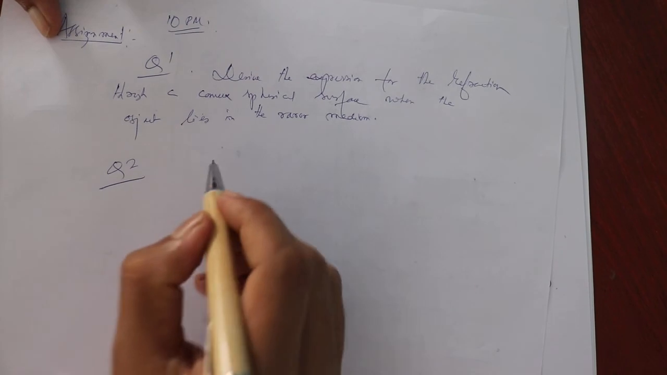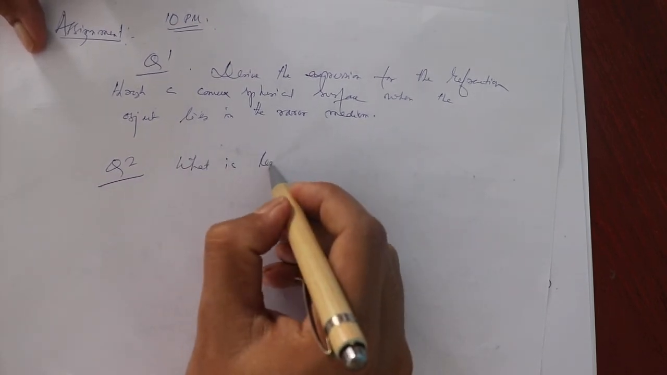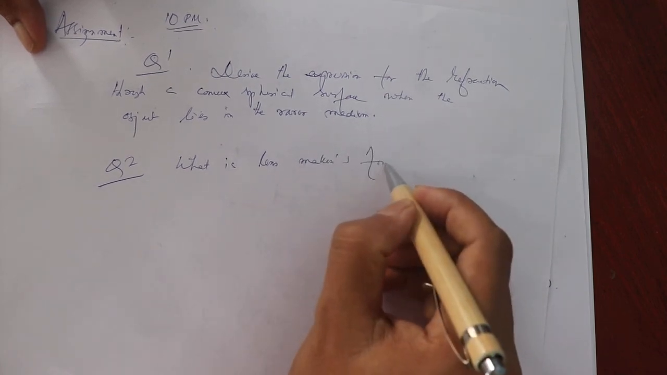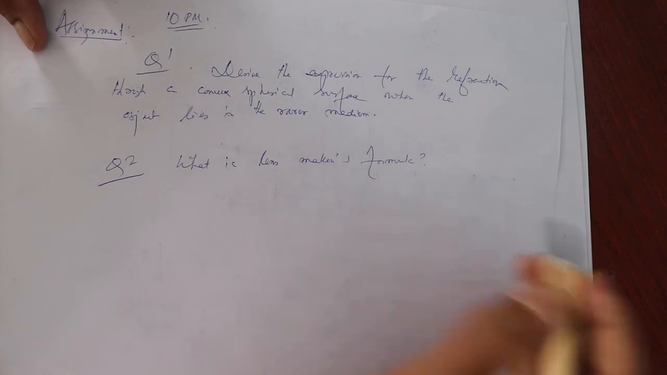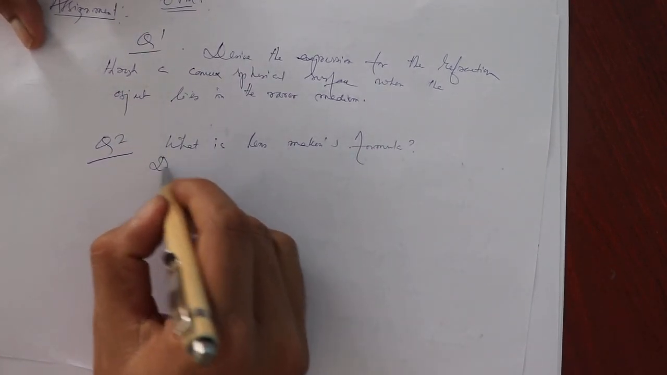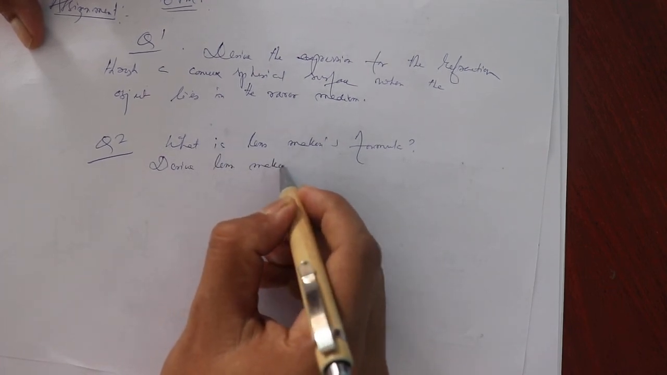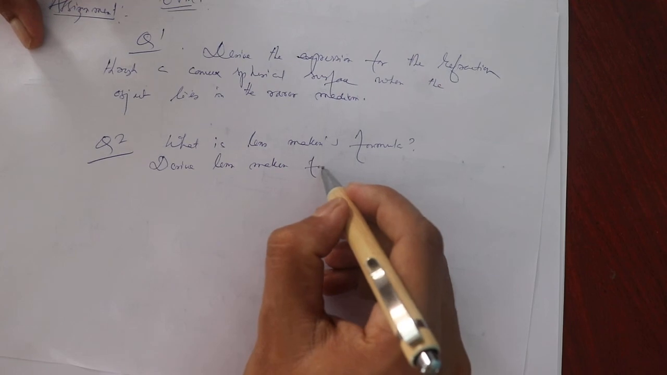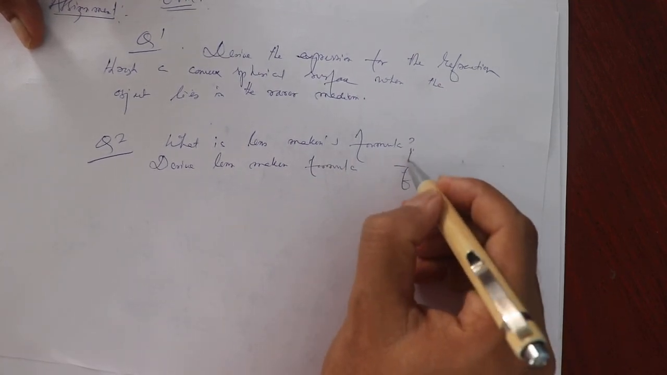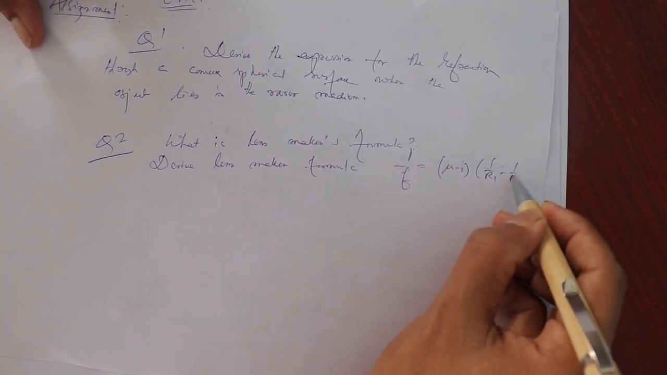And second question, what is Lens-Maker's formula? Derive Lens-Maker's formula here: 1 by f is equal to (mu minus 1) times (1 by r1 minus 1 by r2).